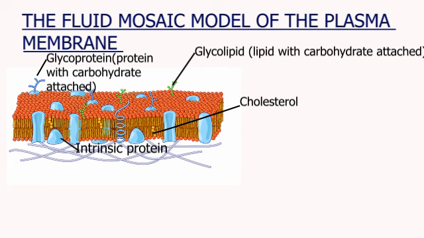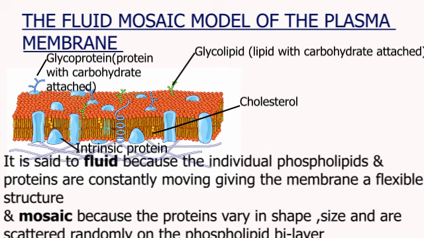Now, this fluid mosaic model is said to be fluid because the individual phospholipids and proteins are constantly moving, giving the membrane a flexible structure, and it is said to be mosaic. Mosaic basically means something made of many pieces that fit together to form one pattern. So the plasma membrane is said to be mosaic because its proteins vary in size and shape and are scattered randomly in the phospholipid.